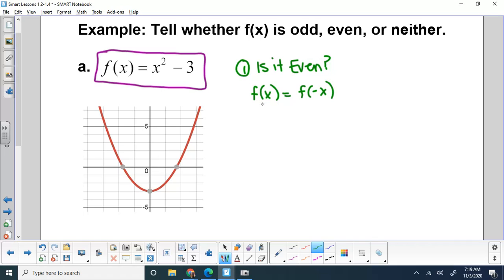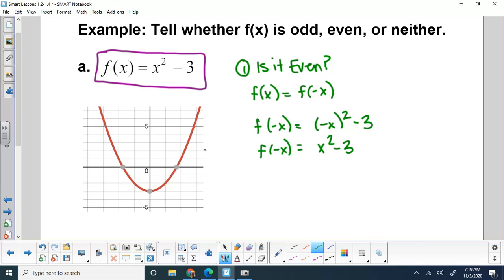Well, we already know what f of x is. So I need to show what is f of negative x. So f of negative x will look like this. I'm going to replace that x with a negative x, and then I keep everything else the same. Now, when I go to simplify this, I know that negative x times negative x is positive x squared. And so this is what f of negative x becomes.